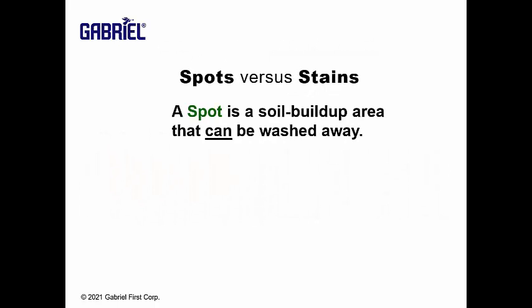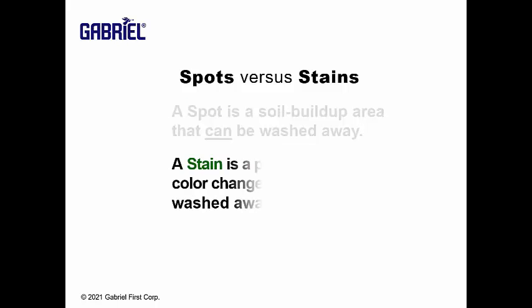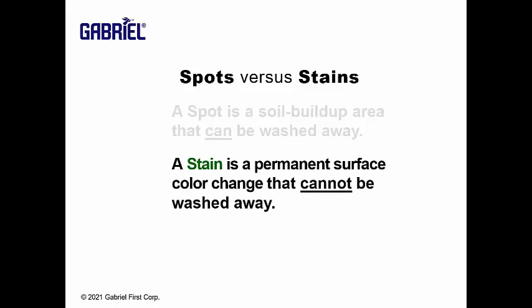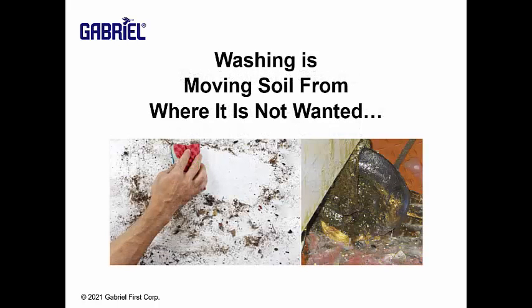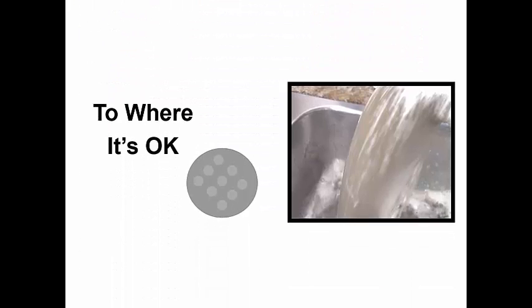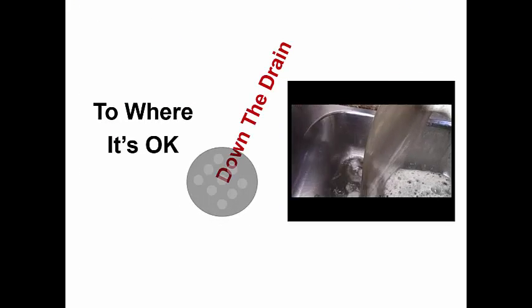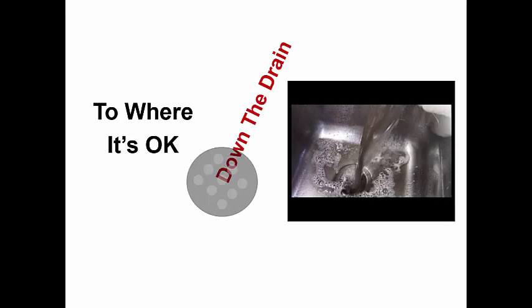Spots versus stains. A spot is a soil buildup area that can be washed away. A stain is a permanent surface color change that cannot be washed away. Washing is moving soil from where it is not wanted to where it's okay, down the drain.